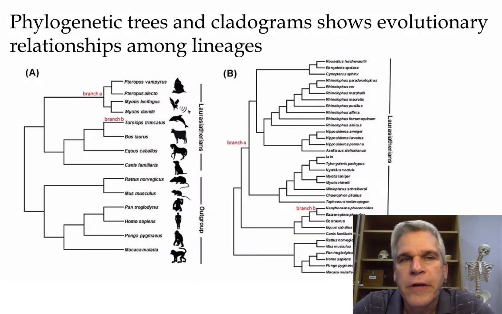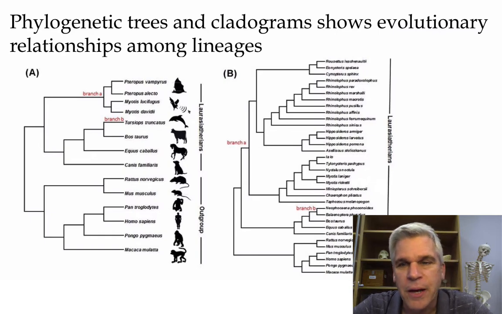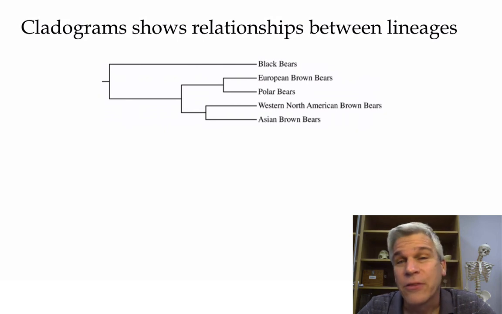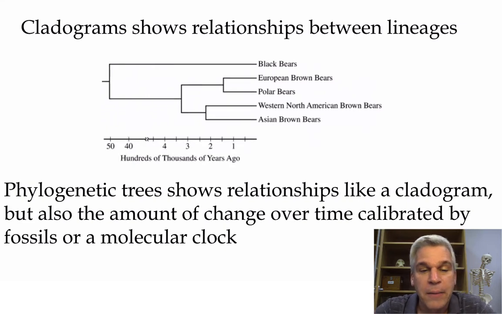In this video, you're going to be hearing a lot about phylogenetic trees and cladograms. They both do very similar things, but there is one small difference between them. They both show evolutionary relationships among lineages. The one difference is that a phylogenetic tree can also show the amount of change over time, and this would have to be, of course, calibrated by a fossil or by a molecular clock. So now, what was a cladogram is now a phylogenetic tree. But it's okay if you use these two words interchangeably.